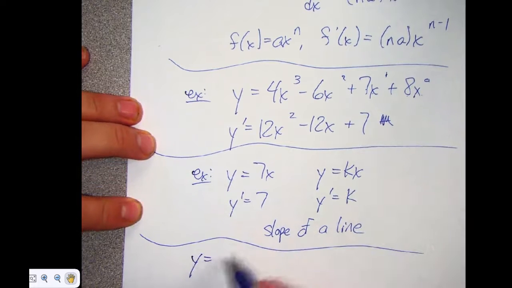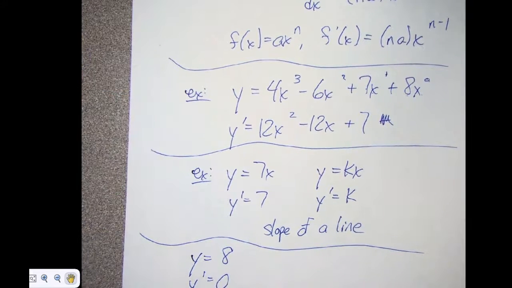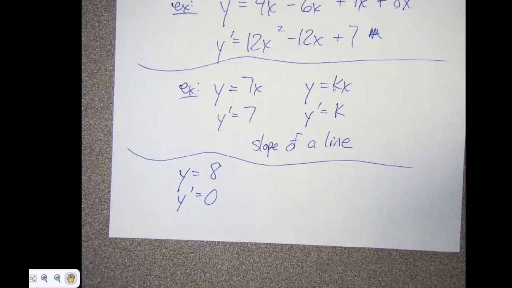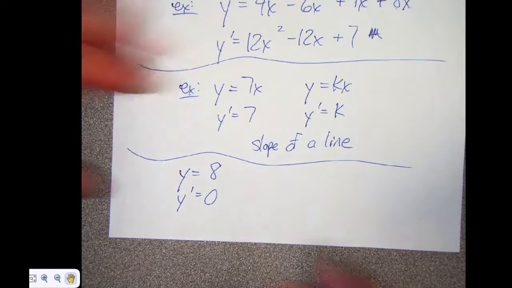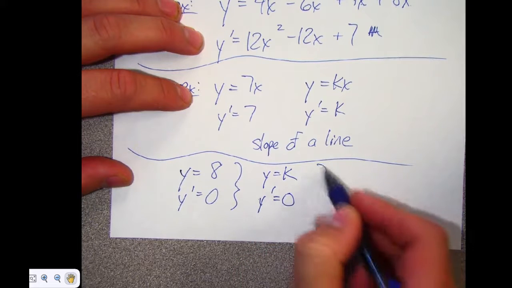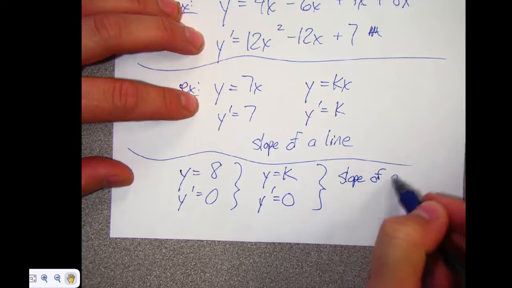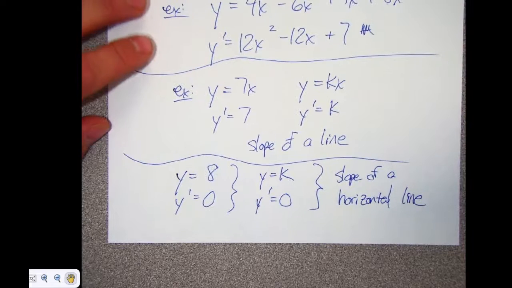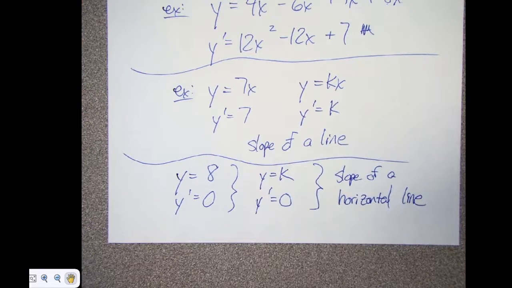Then we did y equals 8, and the derivative disappeared. It became 0. Why? What do you mean there's no slope? Yeah. So what kind of line is y equals 8? Don't say straight. Horizontal. And what's the slope of any horizontal line? 0. So if I give you y equals k, what's the slope? What's the derivative? 0. And that's because that's the slope of a horizontal line. I knew what you meant. I just wanted you to say 0 instead of no slope.